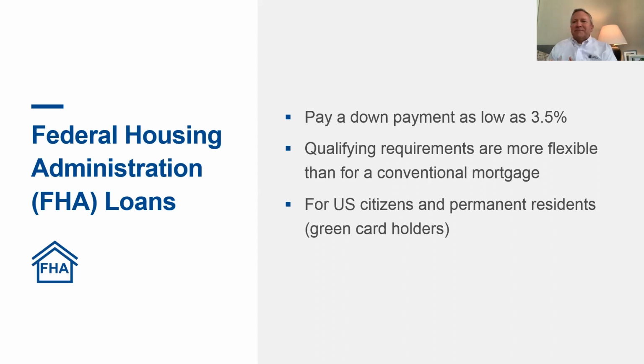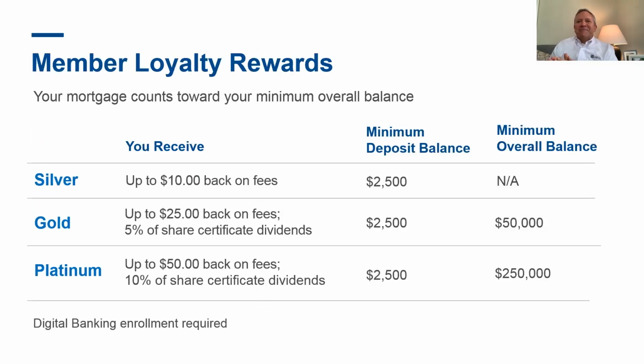Okay, I'm trying to speed on to our next slide. Sorry to rush you. Quickly, if you are part of the Member Loyalty Rewards Program, your mortgage counts towards your minimum overall balance. So typically you meet these minimum balances by having funds on deposit at the credit union, but your mortgage counts toward that too. So listen, you take out a mortgage and you're basically automatically in a gold level, if not a platinum level, which gives you some very nice breaks on fees and savings from the credit union.